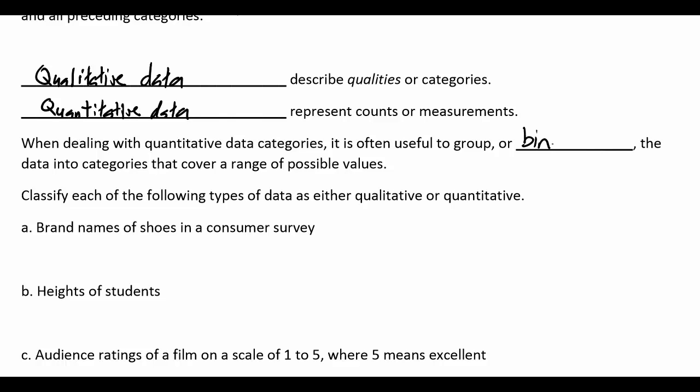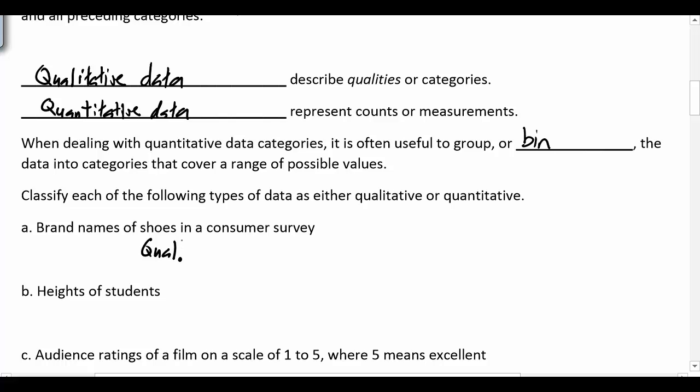So let's take a look at some different types of data that we can encounter and practice identifying whether it's qualitative or quantitative. Let's start with brand names of shoes in a consumer survey. What kind of shoes would one think about if you can think of brand names? Keds, Nikes, high tops, stuff like that. Those are all words. So those fit into what we consider to be qualitative data.